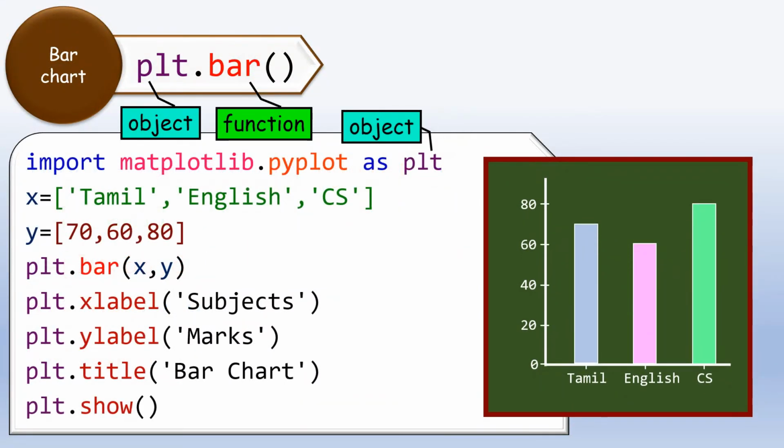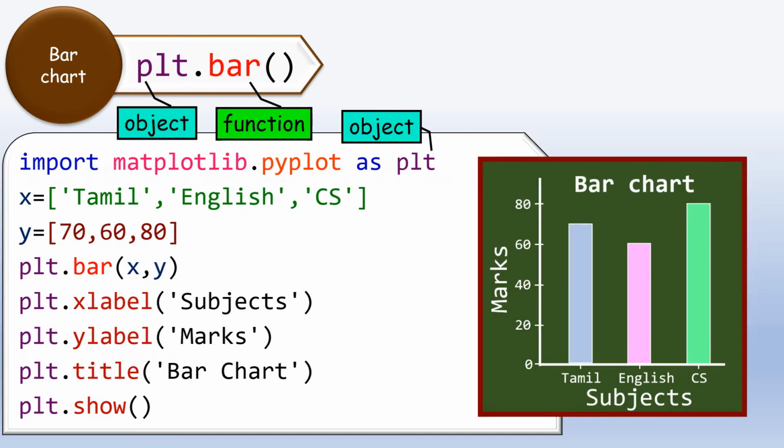You can also improvise your chart by giving additional information like a label for the x-axis, a label for the y-axis, and a title for your chart. So what is a bar chart?